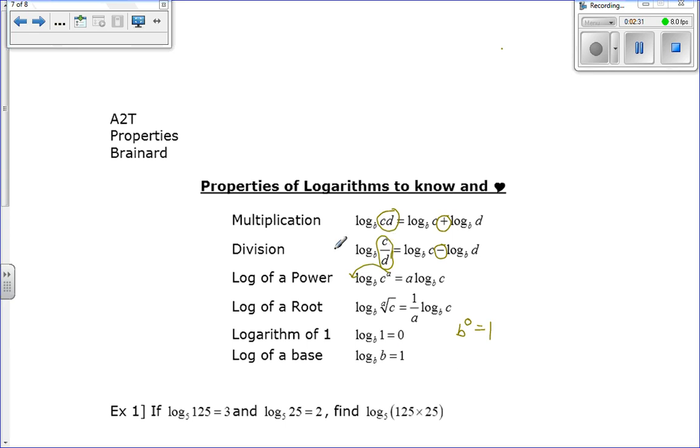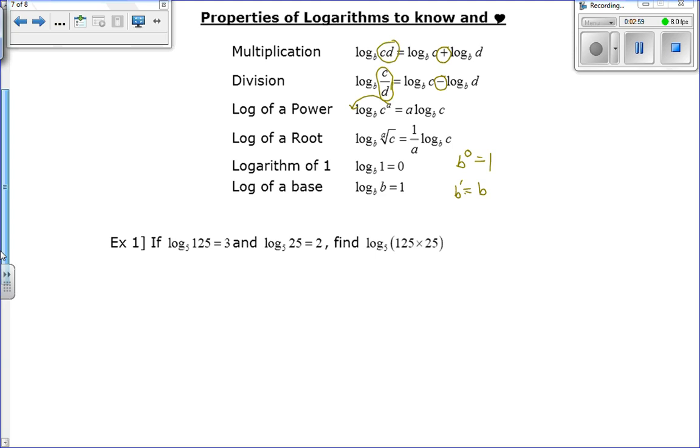And the log of a base: if my base and my number are the same, my answer should be 1. Again, turning this into exponential form, my base is b, my exponent is what the log is equal to, which is 1, and anything that is raised to the first power is itself. So that's why those properties stay as they are.